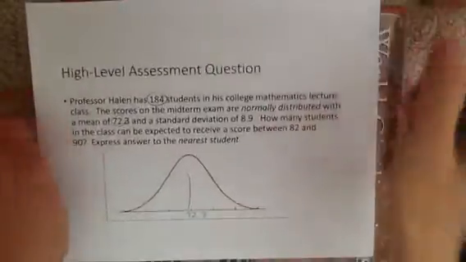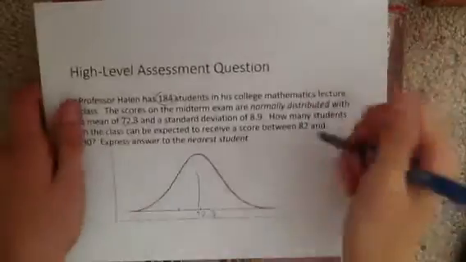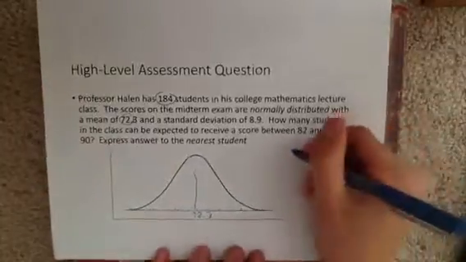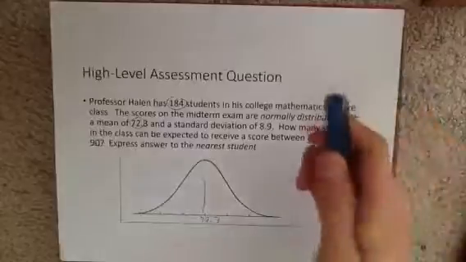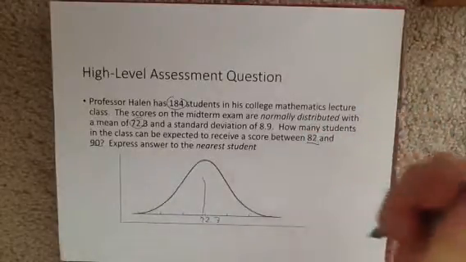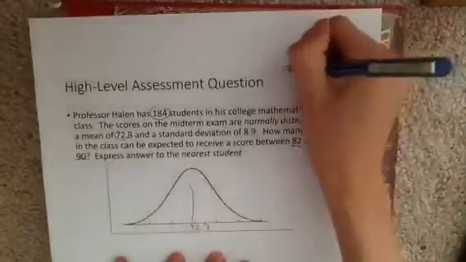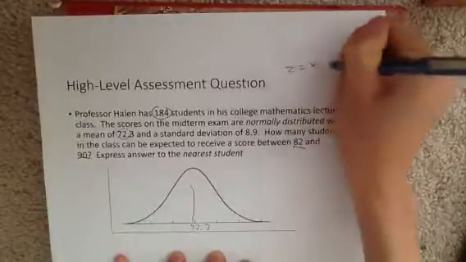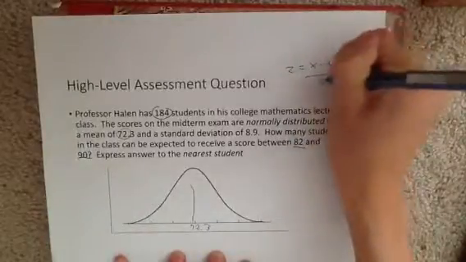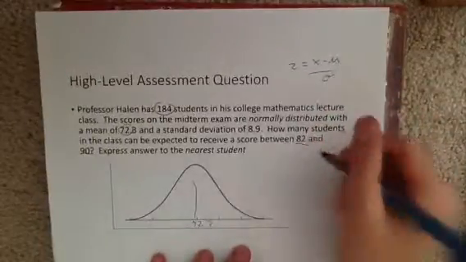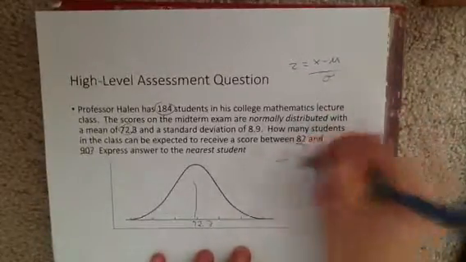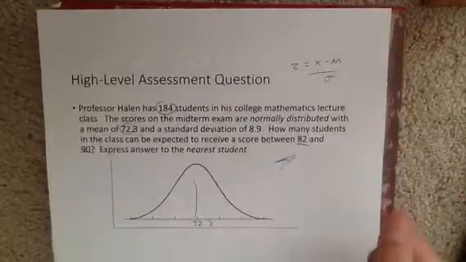Alright, so looks like we're going to have to find the percentage between two numbers, which is 90 and 82. So for finding these kinds of problems, we just use z-score. So remember our z-score formula: z equals x minus mean over standard deviation. Okay, so we're going to set it up as a subtraction problem like this.